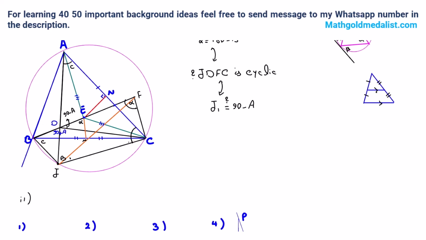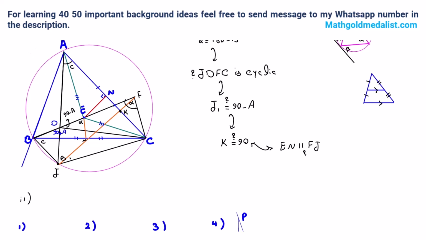So because we know this is A, if we want to prove J1 is 90 minus A, we should prove, let's call this point K, we should prove why K is 90 degree. Okay? K is 90 degree, it is equivalent. If it is 90 degree, this line and this line should be parallel to each other. EN is parallel to FJ.